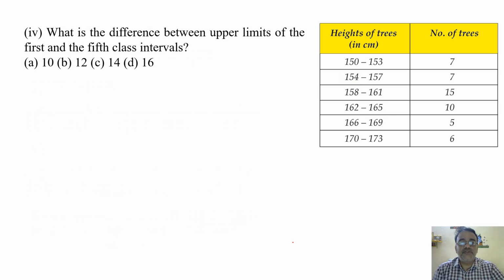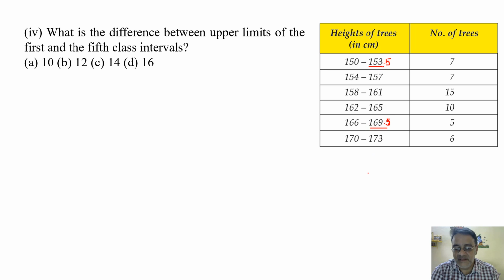Now the fourth question, what is the difference between upper limit of the first class and the fifth class? Upper limits of first and fifth. So first का हो जाएगा 153.5 और फिफ्थ का हो जाएगा 169.5.